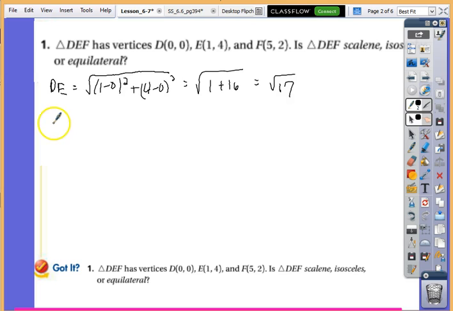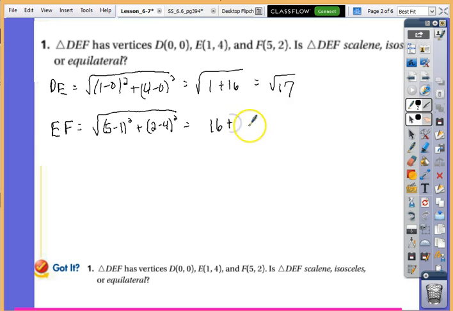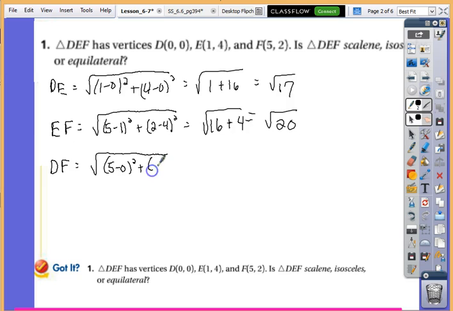Then you want to find the length of EF, which is the square root of 5 minus 1 squared plus 2 minus 4 squared. So 5 minus 1 is 4, 4 squared is 16, 2 minus 4 is negative 2, negative 2 squared is 4, so that leaves you with the square root of 20. Once again, I'm not worried about simplifying these. And then DF is equal to the square root of 5 minus 0 squared plus 2 minus 0 squared.